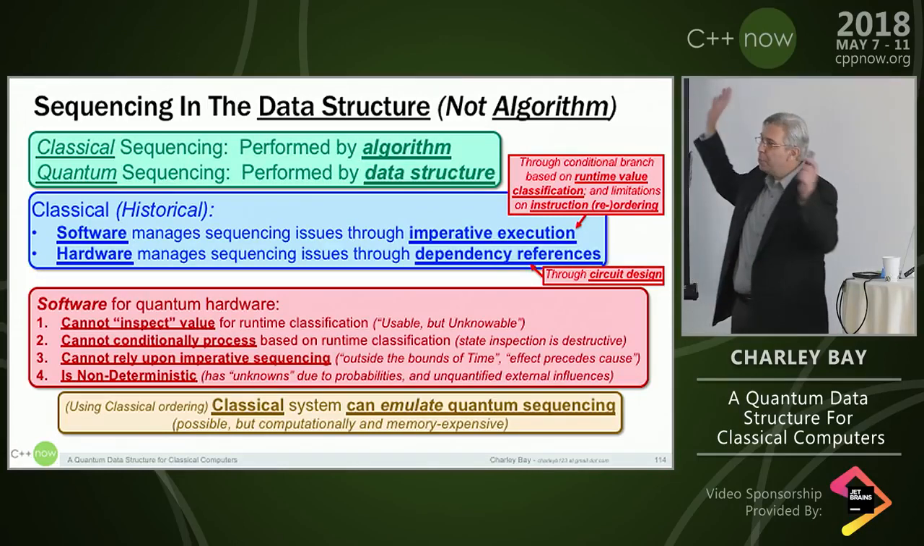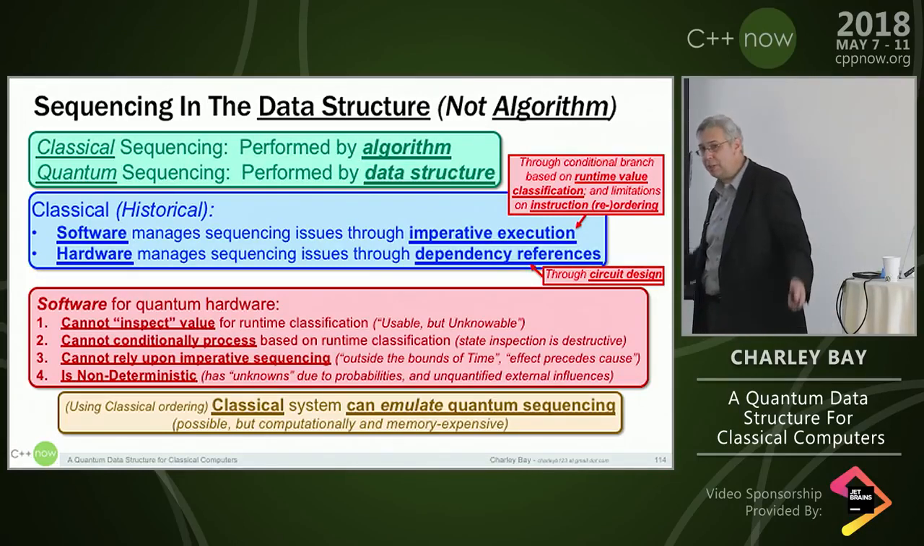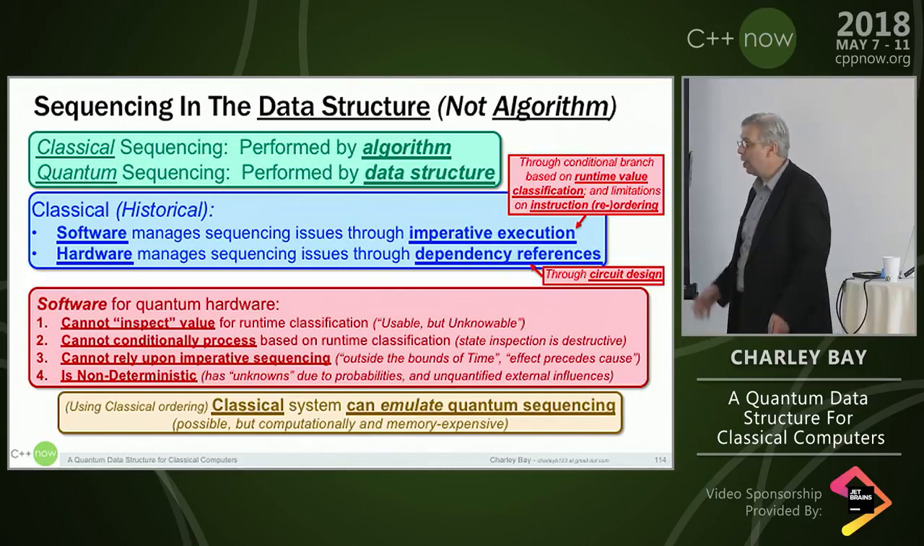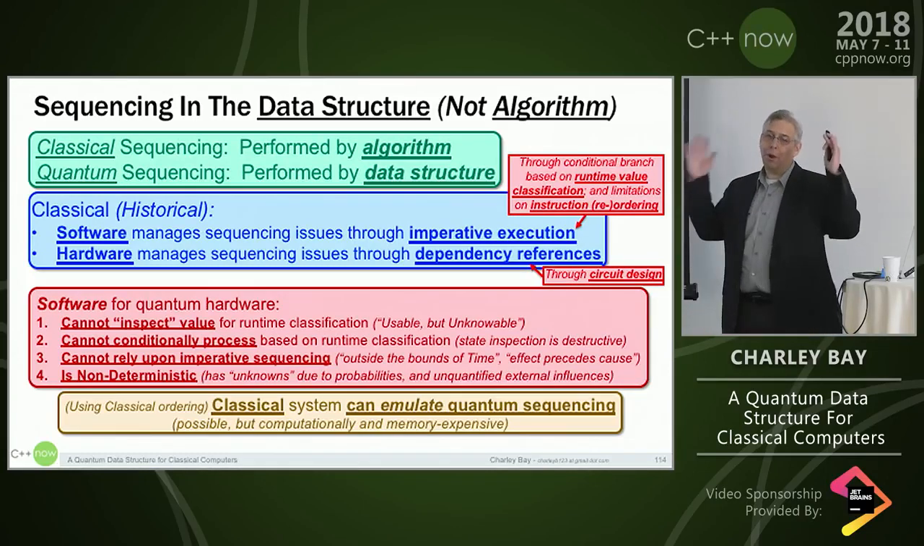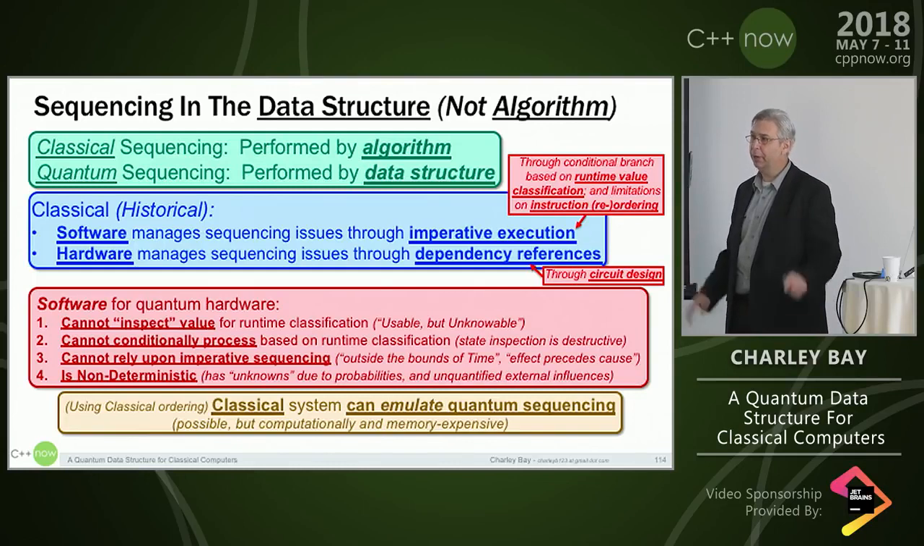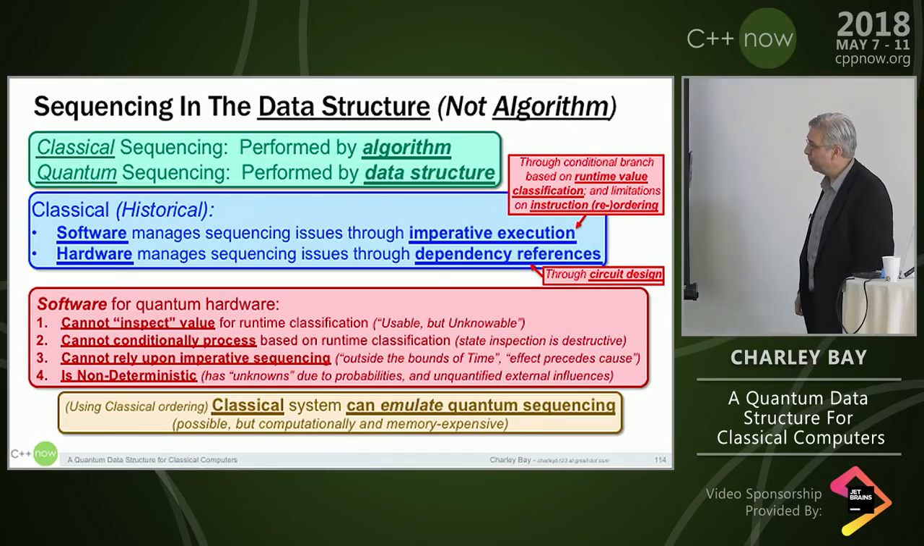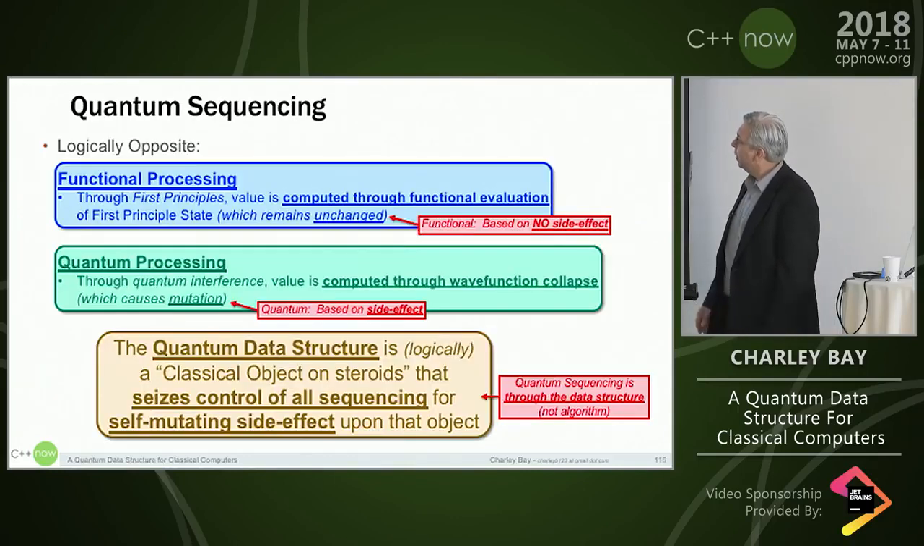And you can't inspect the value, you can't conditionally process the value, you can't runtime classify or do branches. No. Once you pin it, you measure it, you're done. So your approach is different. Computational density goes up, so we can emulate it.